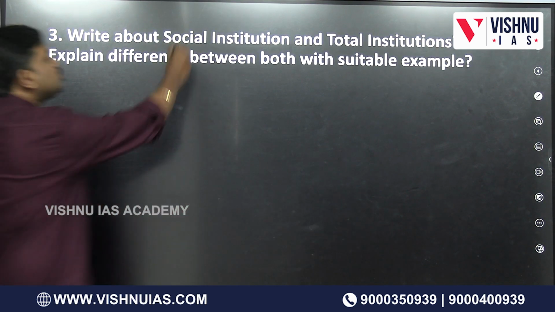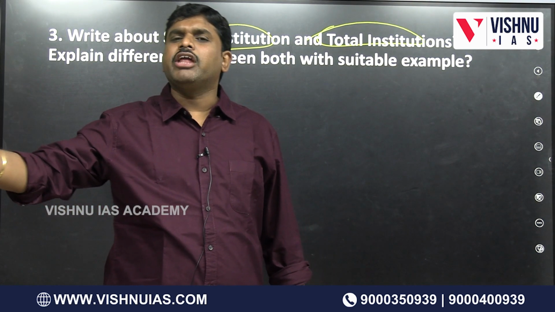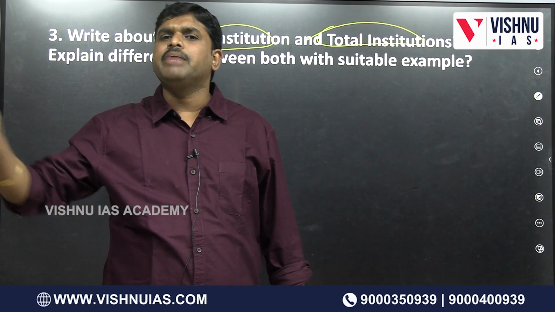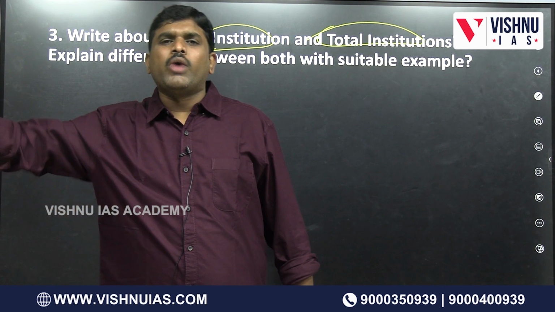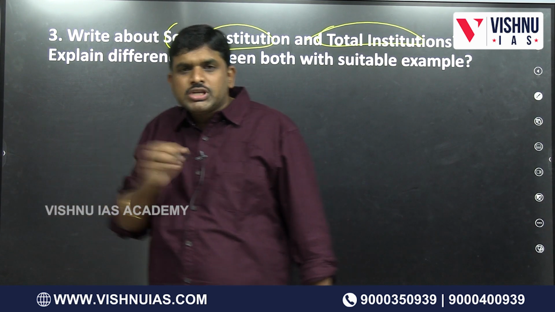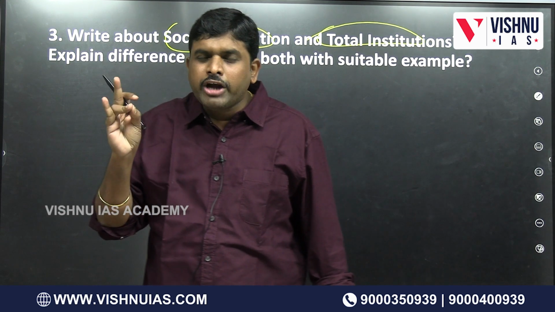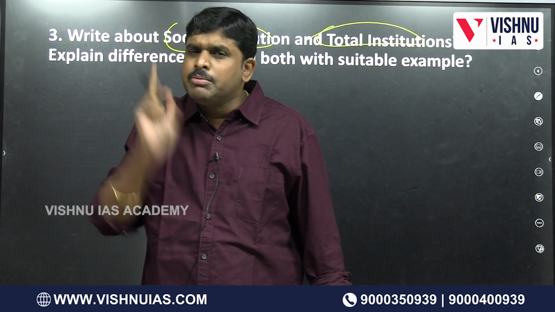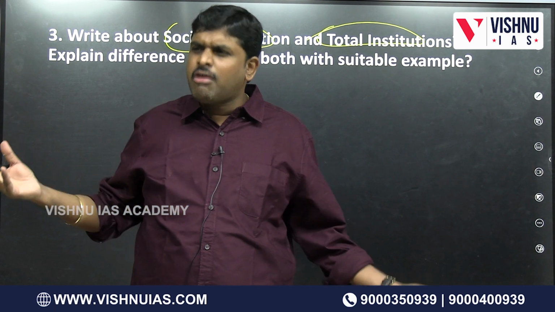Write about social institution and total institution. Institution is that particular medium where a specified behavior is followed. Here we have two institutions. One is social institution, the other is total institution. Social institution side heading: social institution where there is an objective, people join together because of identity, and there will be specified behavior or not. In a social institution there will be specified behavior, or can we behave however we want?